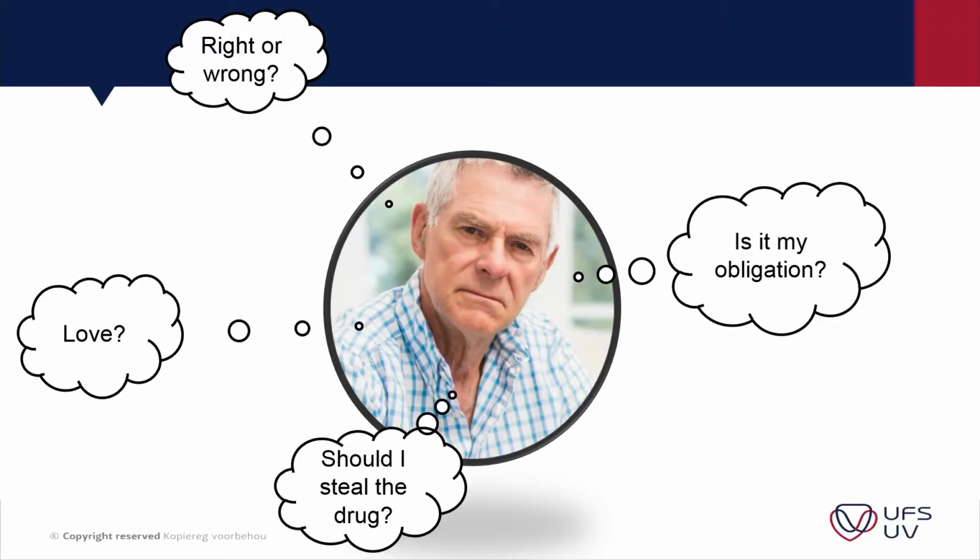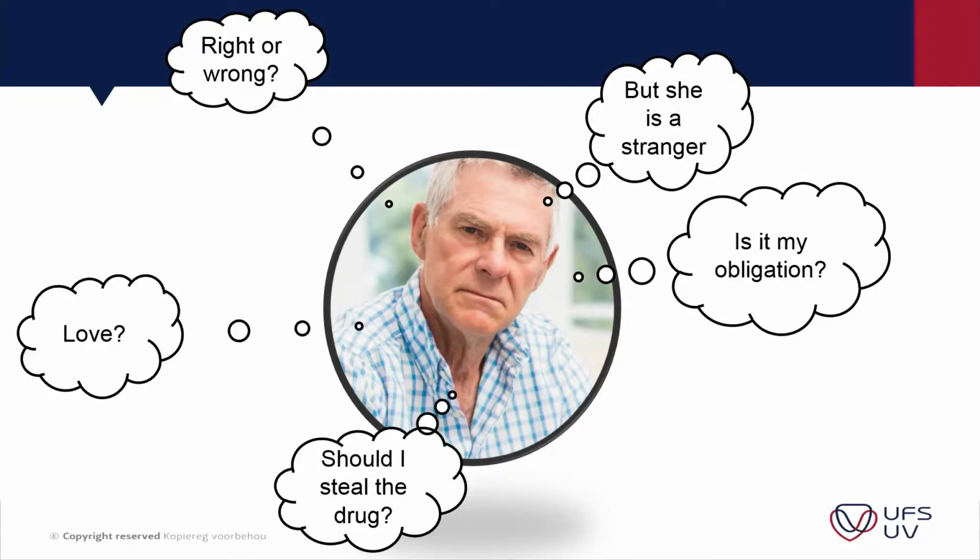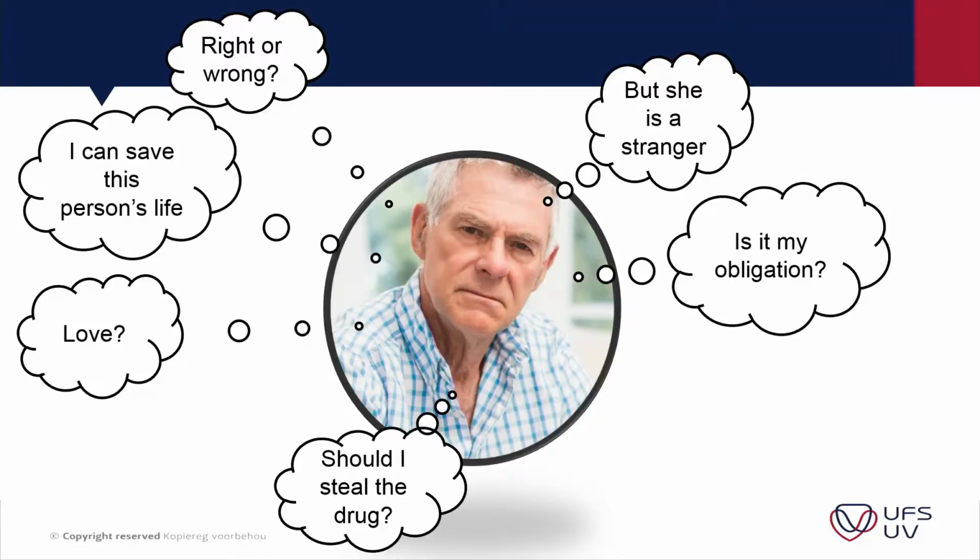Suppose the person dying is not his wife but a stranger. Should the husband steal the drug for the stranger? Why or why not? Is it important for people to do everything they can to save another's life? Again, why or why not?